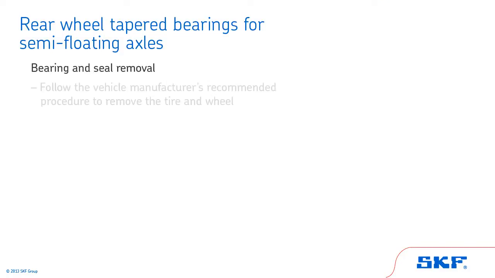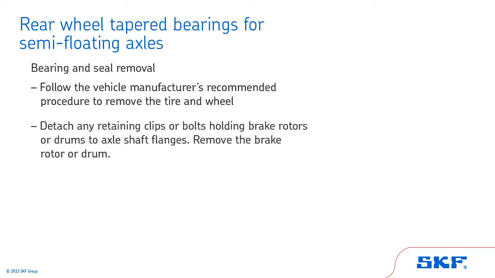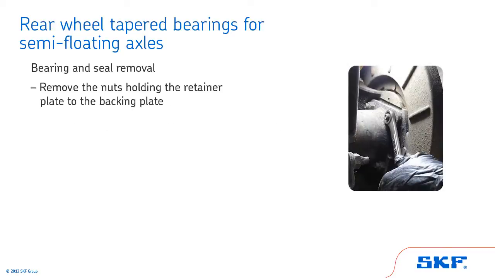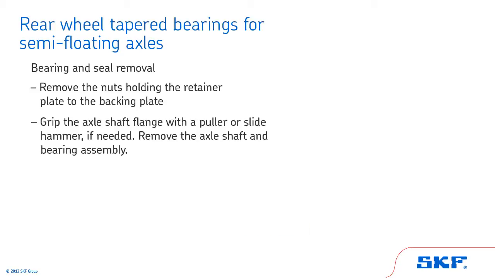Before you begin, be sure to follow the vehicle manufacturer's recommended procedure to remove the tire and wheel. Detach any retaining clips or bolts holding brake rotors or drums to axle shaft flanges. Remove the brake rotor or drum. Remove the nuts holding the retainer plate to the backing plate. Grip the axle shaft flange with a puller or slide hammer if needed. Remove the axle shaft and bearing assembly.